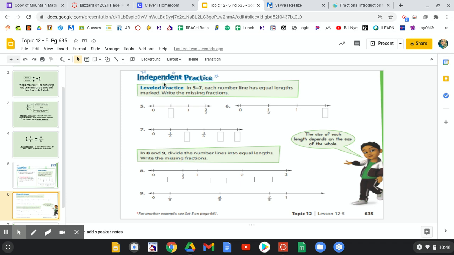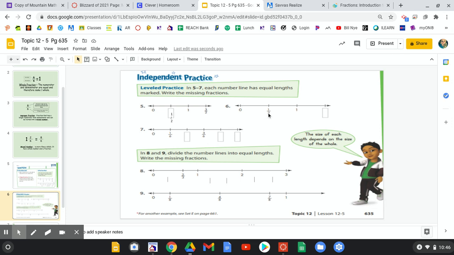So read all the directions, independent practice, leveled practice. In 5 through 7, each number line has equal lengths marked. Write the missing fraction. So we go to the denominator, we look and we say, oh, look, this is divided into halves. So I have a 1 here for my whole, so this is going to be 1/2. Oh, I didn't get a text box in there. It'll be 1/2. And then I have 1, and then I have 3 halves, which is the same as 1 and 1/2, right?